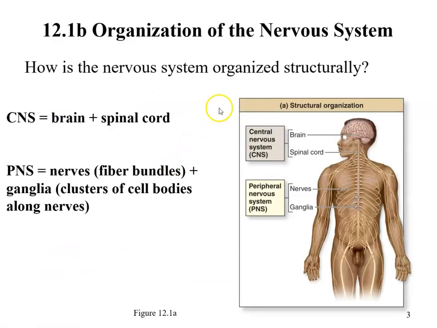How is the nervous system organized structurally? Well, you've got the central nervous system and the peripheral nervous system. The central nervous system is going to be your brain and your spinal cord. The peripheral nervous system is going to be the nerves that run along, as well as their ganglia, which is the clusters of the cell bodies along the nerves, okay?